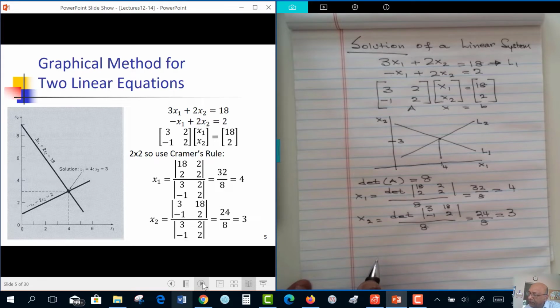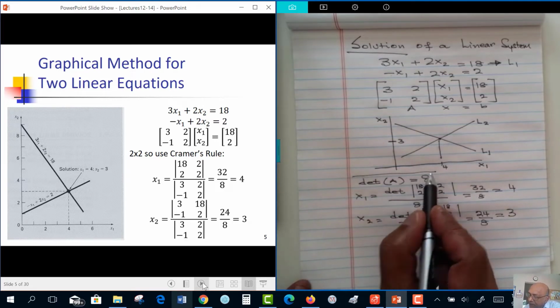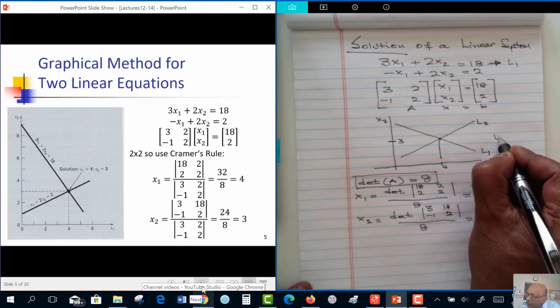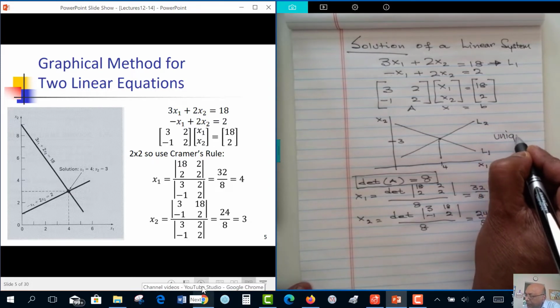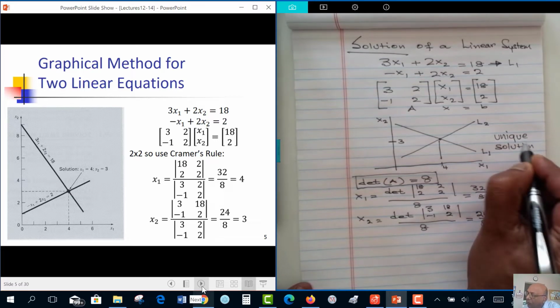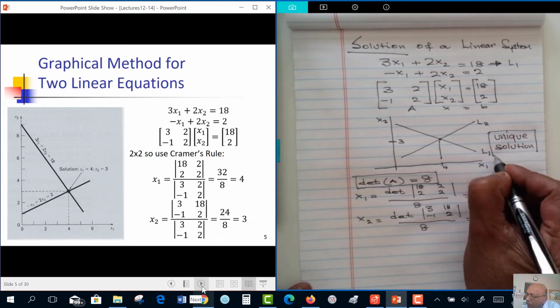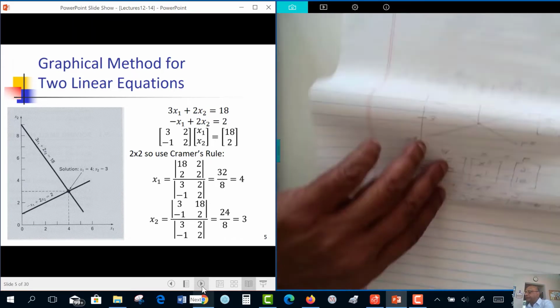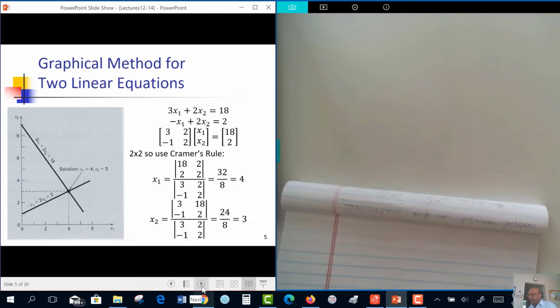So this is our Cramer's rule. Keep in mind, our determinant of A was 8. So what we see is we have a unique solution. Okay. Let's look at another example.